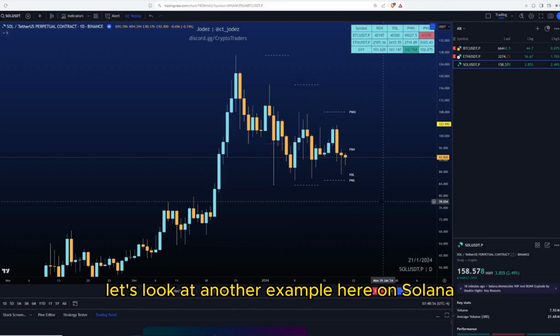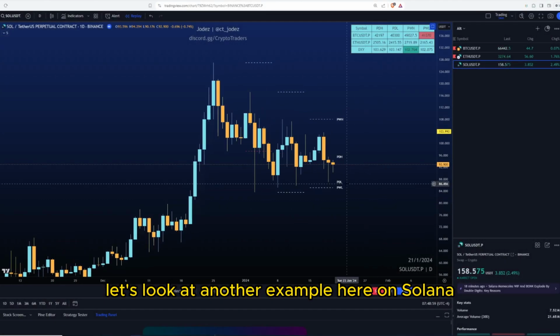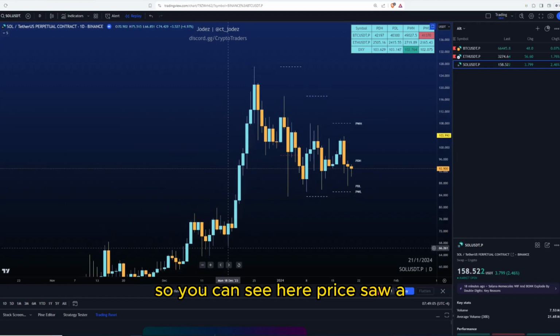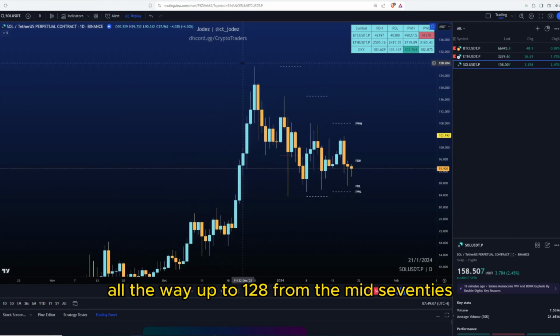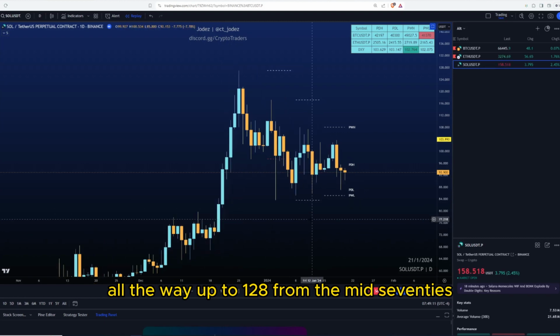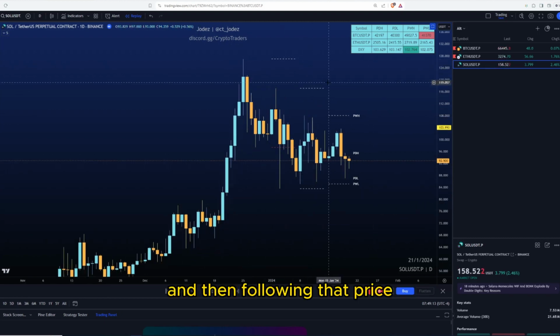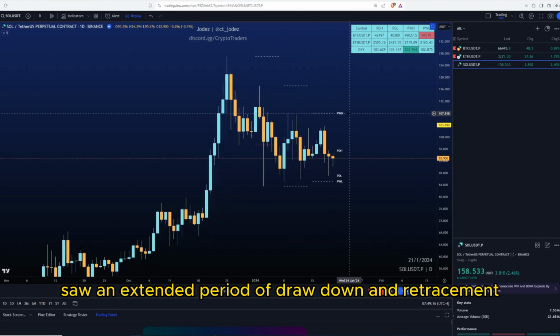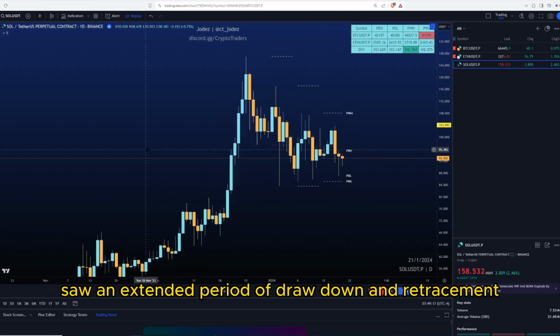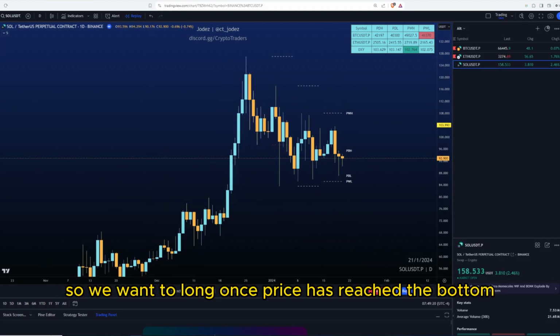Let's look at another example here on Solana. You can see here price saw a very energetic move all the way up to 128 from the mid 70s, and following that, price saw an extended period of drawdown and retracement. We want to long once price has reached the bottom.